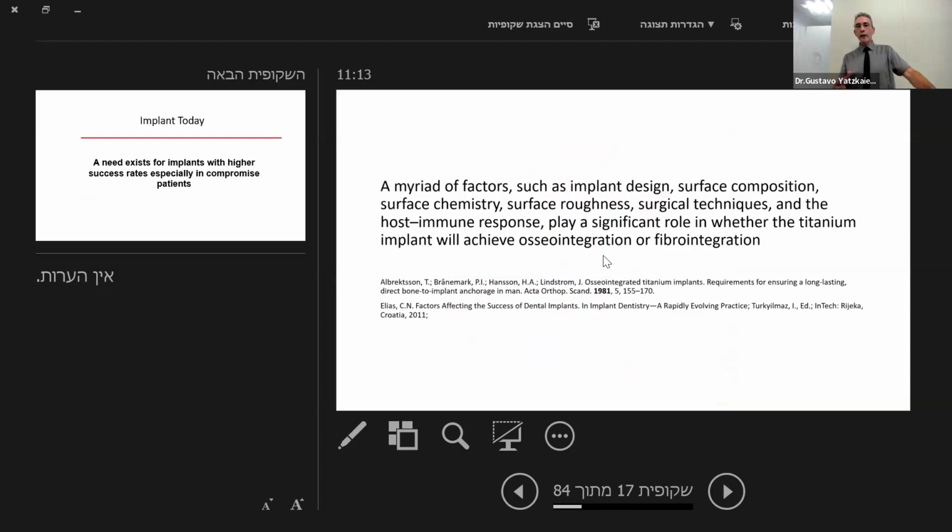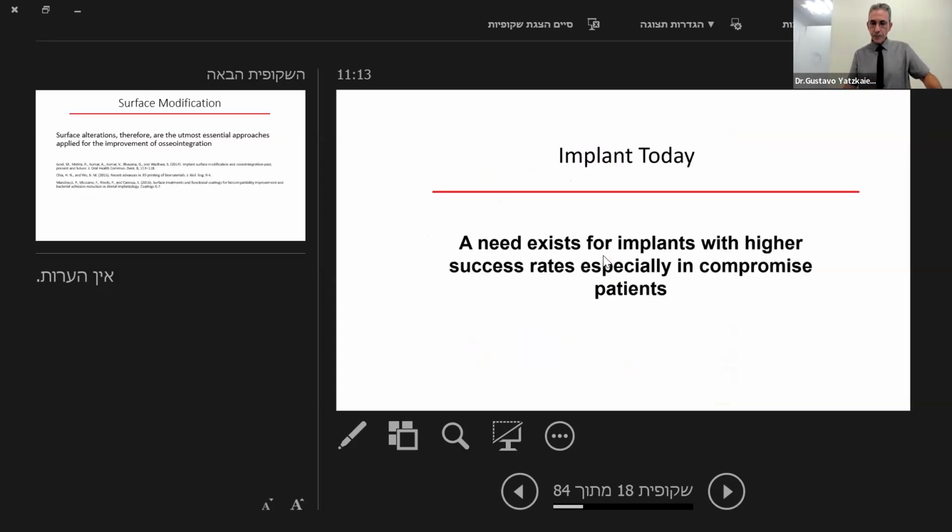There are a myriad of things that can decide if we are going to osseointegration or to fiber integration. Those things are implant design, the surface, the composition, the topography, the energy, the roughness, but also our skills and the patient situation, the host immune response.